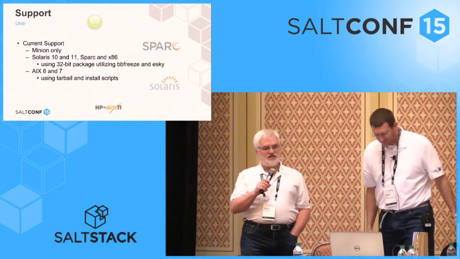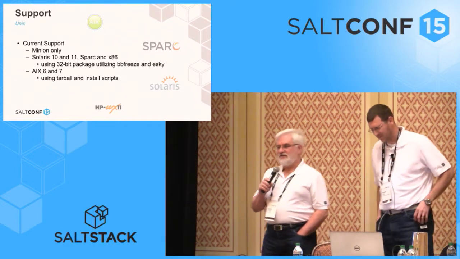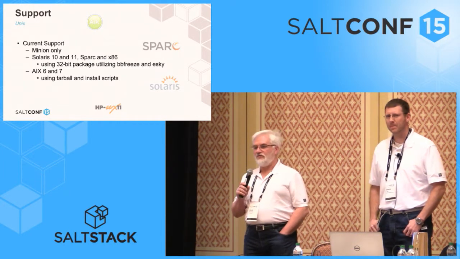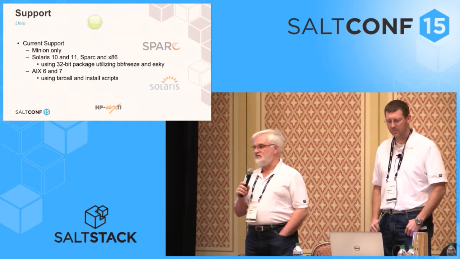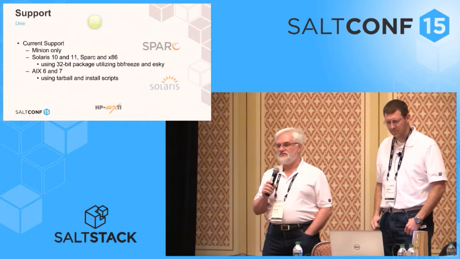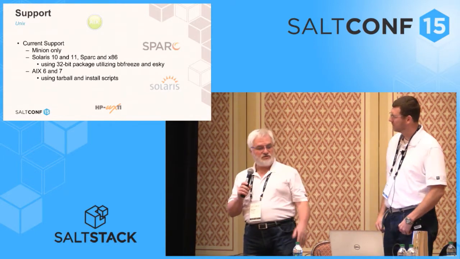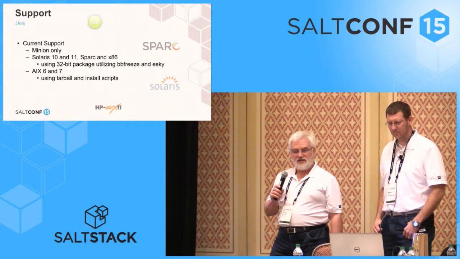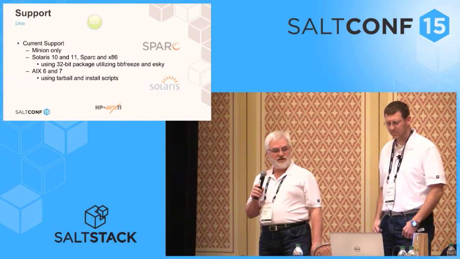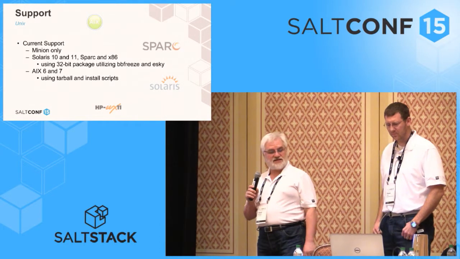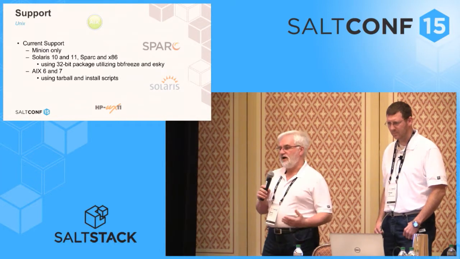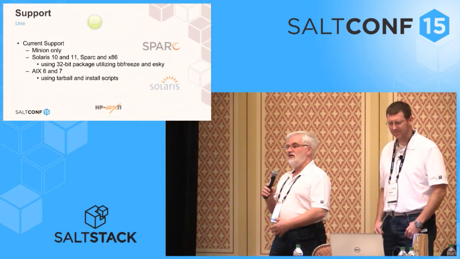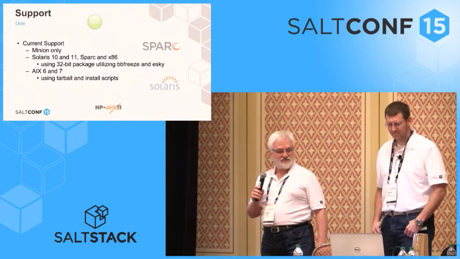Okay, on Unix. Again, we currently only support minions. We only support masters on Linux, but you know how Unix and Linux are so similar. You can probably get away with running a master on most of the Unix platforms because the underlying infrastructure is pretty much the same. But officially, we only support minions. We're going to support Solaris 10 and 11, both SPARC and x86. At the moment, we support it with a 32-bit implementation using bbfreeze and SKI. So we freeze the Python interpreter that we're using and ship it as a 32-bit tarball that you download, expand, and do pkgadd to install it.